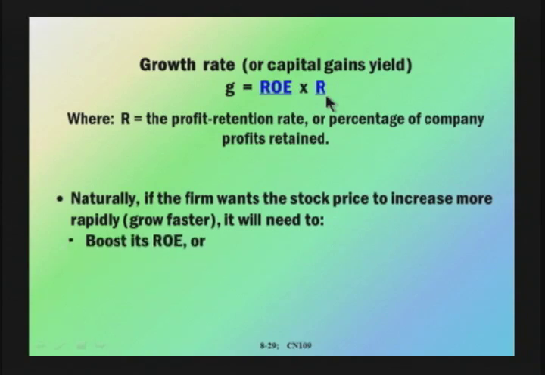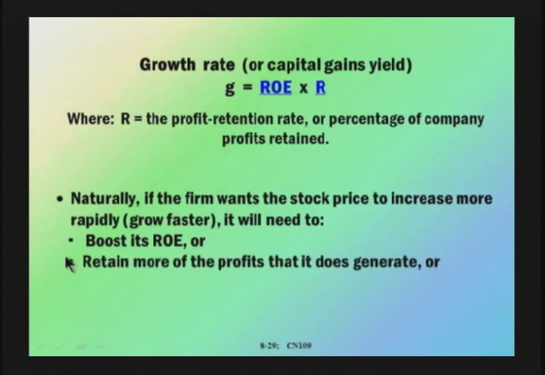So to make a stock price grow faster, we need to do a better job generating net income on the equity that's been invested inside the firm, so to boost our return on equity, or retain more of the profits the stock does generate, retain more inside the firm, so that will result in more share price appreciation, or both. Generate more net income as a percentage of equity and retain more of the profits, then the share price will grow even faster.